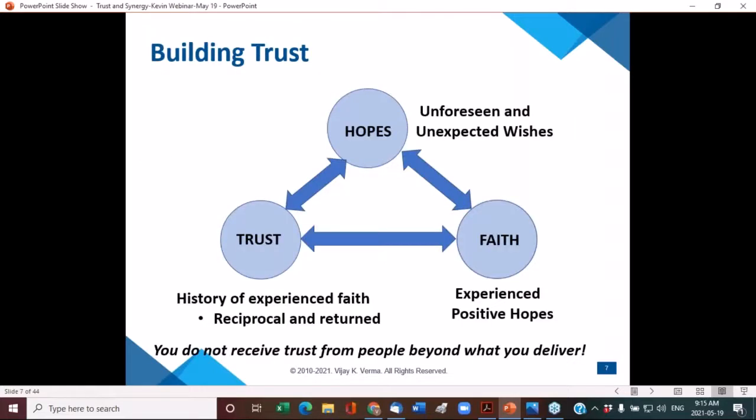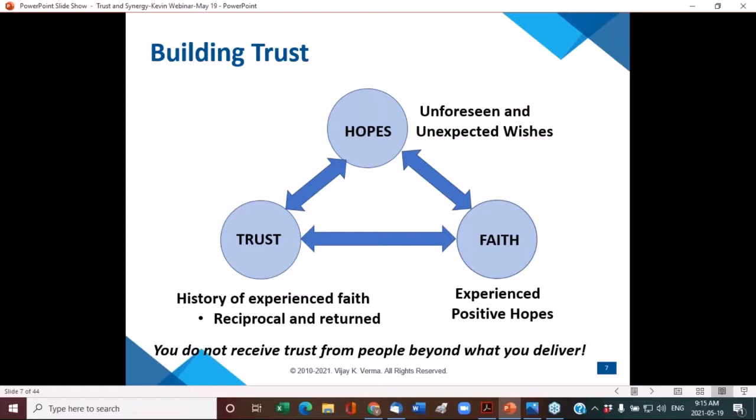This is a simple model that I developed and thought about: what are the main elements of trust? And I think it is hopes and faith. When you're trying to have a trusting relationship with somebody, the first thing you have is, well, okay, I'd like to trust this person. Then you know what your unexpected or unforeseen wishes are. And then you say, okay, let's trust this person and see how it goes.